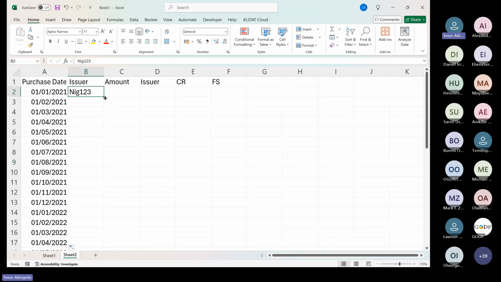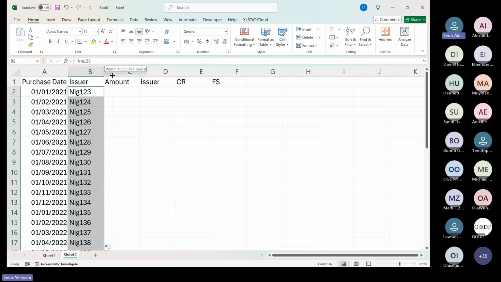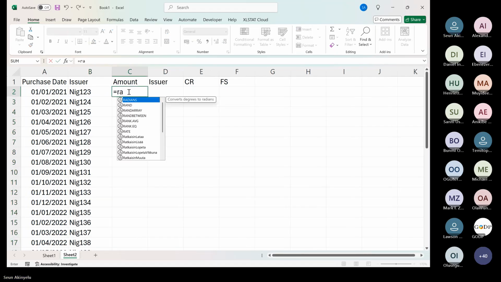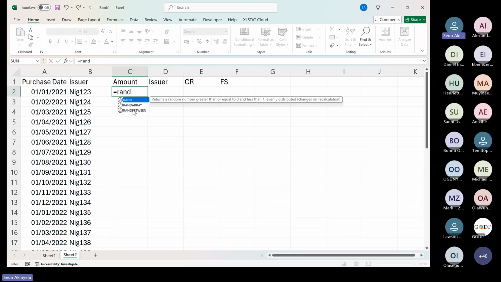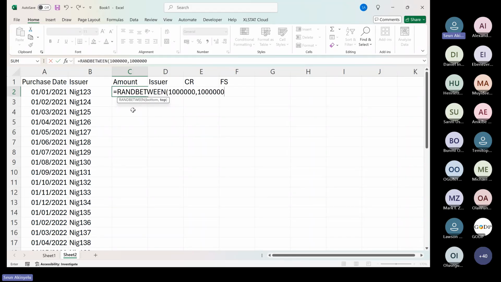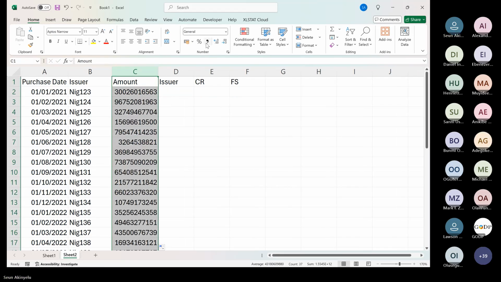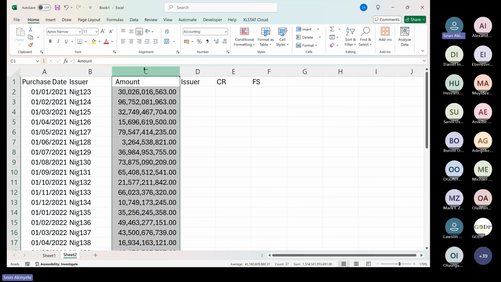Okay, I'm just going to drag this down. You understand what I'm doing? The name of the issuer. Let me do a random here, random between 1, 2, 3, 1, 2, 3, so that I can just get different amounts, as if it's real. So I'm just trying to make it a little bit realistic.